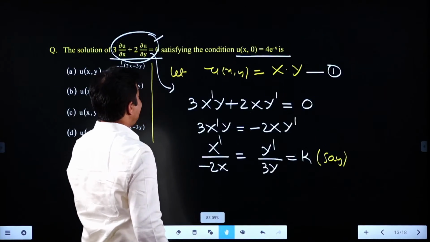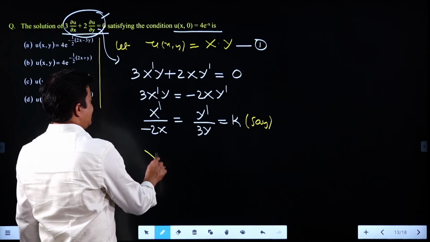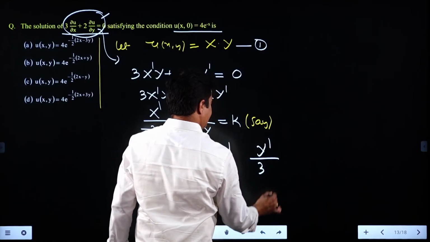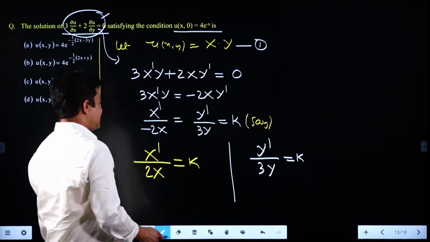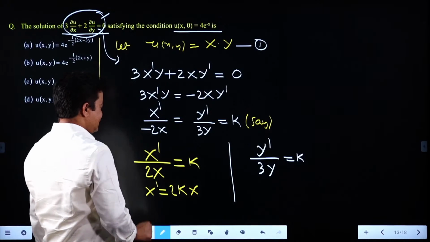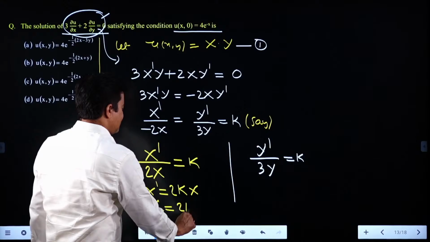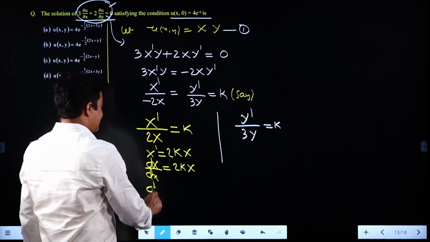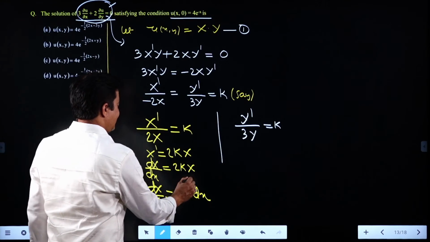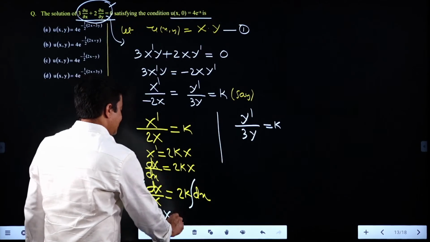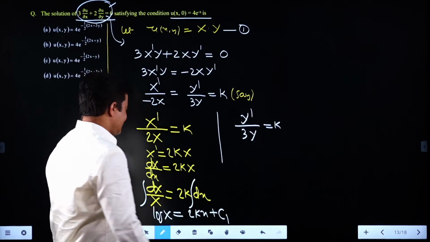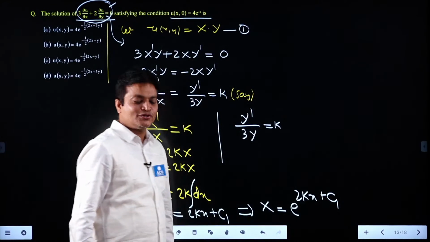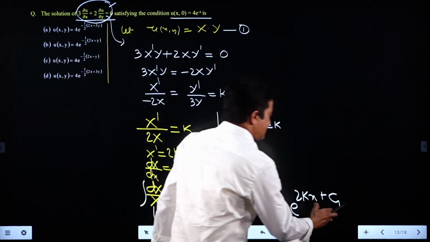Then individually you can solve. First part, X dash by minus 2X equal to k, and other part Y dash by 3Y equal to k. So in this part, X dash equal to 2kX. This is actually dX by dx equal to 2kX. Now dX by X on the left side equal to 2k dx. Now integrate. 1 by X dX means log X equal to 2kx plus c1. That means capital X equal to e power 2kx plus c1. That c1 is some arbitrary constant.